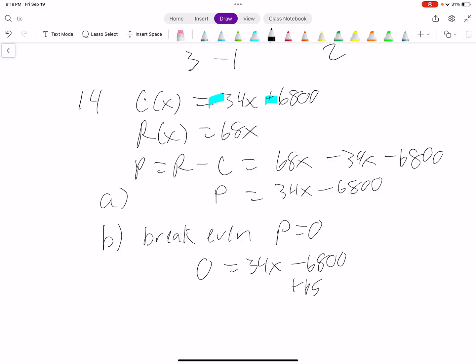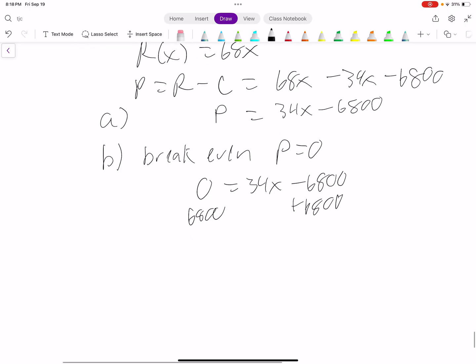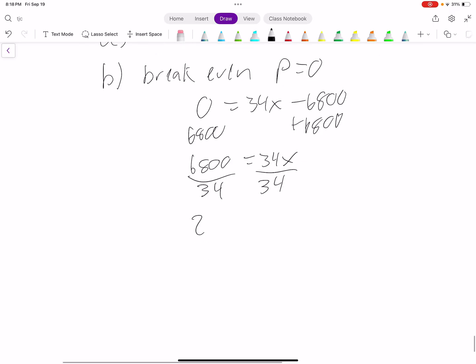I'd add 6,800 to both sides. And you get 6,800 equals 34x. Divide both sides by 34. And you get 200. So the break-even point is when you produce 200 units.